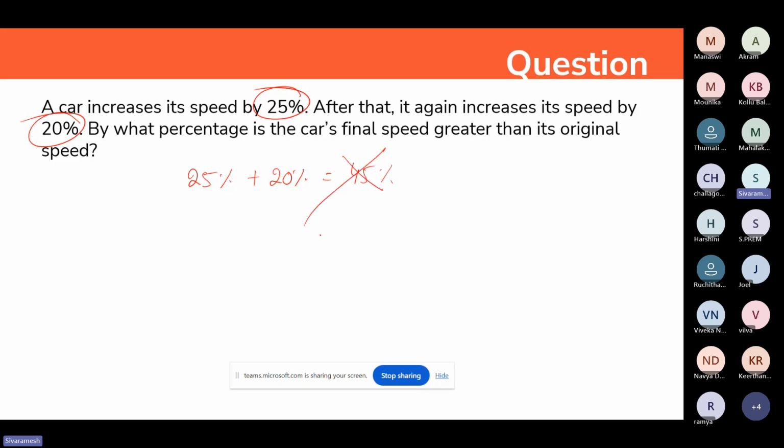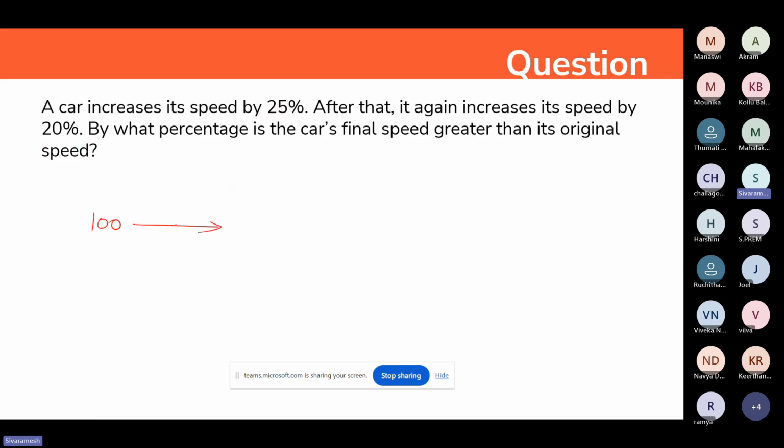Actually this is wrong. So what actually is the logic? First understand the logic and I'll tell you the shortcut as well. Let's say initially the car speed is 100. When we don't know anything, we can assume a reference number as 100. You could take it as 1,000 or 500, but 100 is the base value and it is easy for us to understand the calculations.